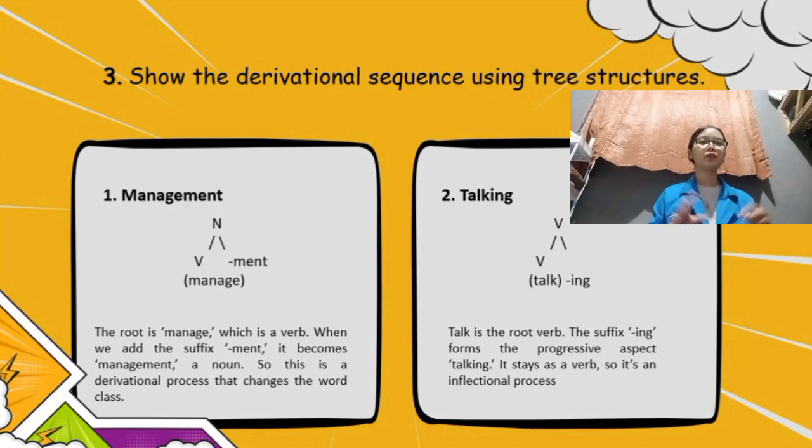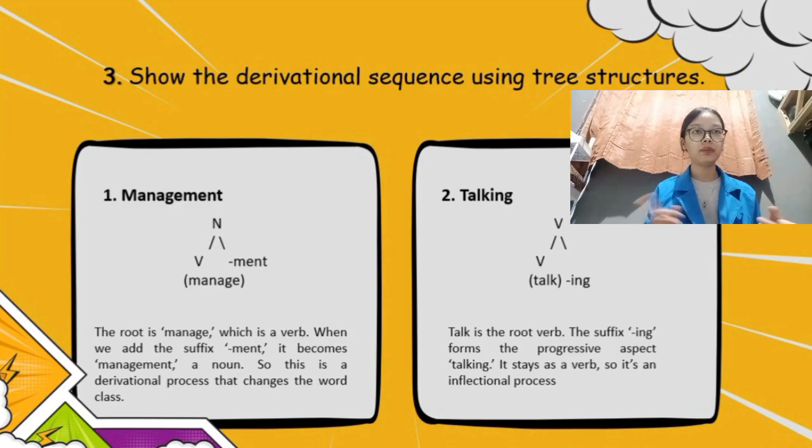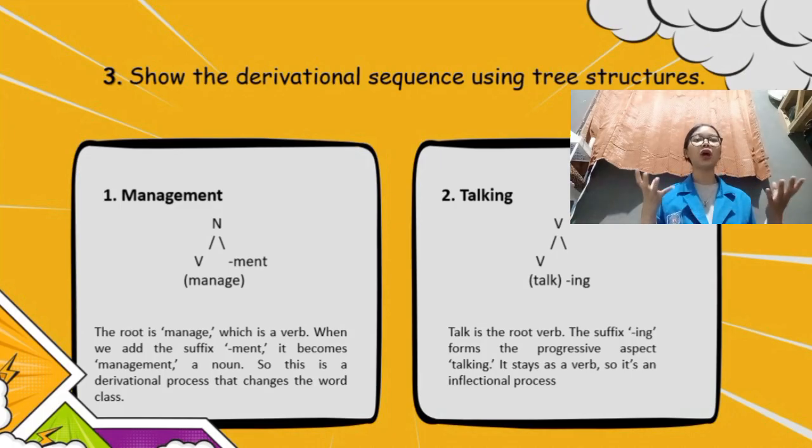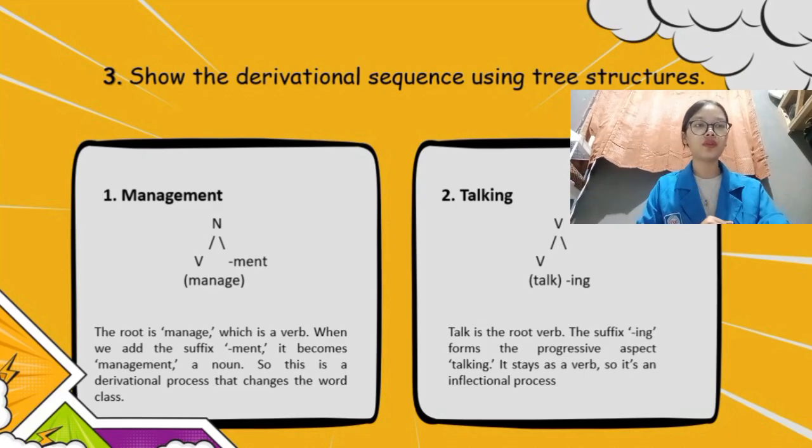So first we identify the base word and affixes. Management comes from manage plus -ment. Talking from talk plus -ing. Manage is a verb, but when we add -ment, it becomes management, a noun. This is a derivational process because it changed the word class and meaning. Talk plus -ing becomes talking. It is still a verb, but it shows the progressive aspect, like in "I'm talking." This is inflectional because it only changed the grammatical form.